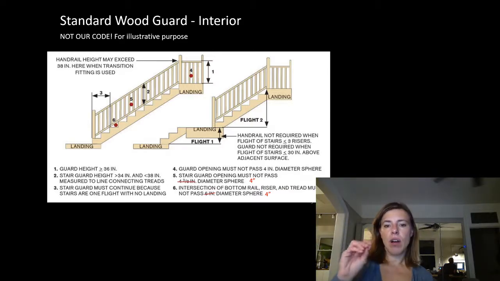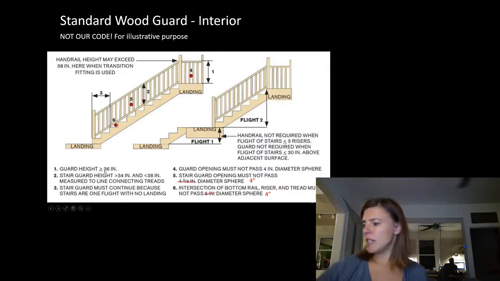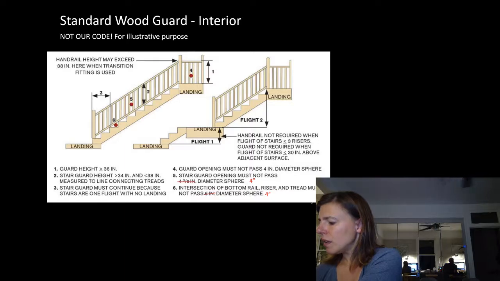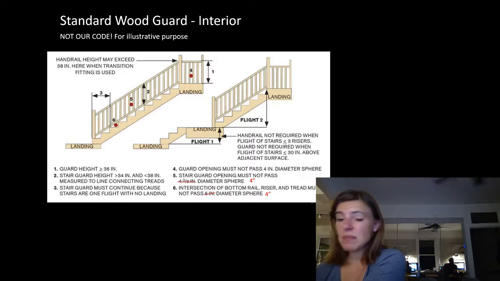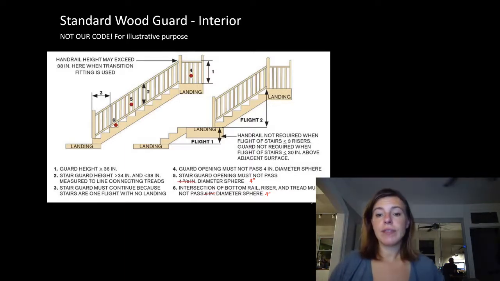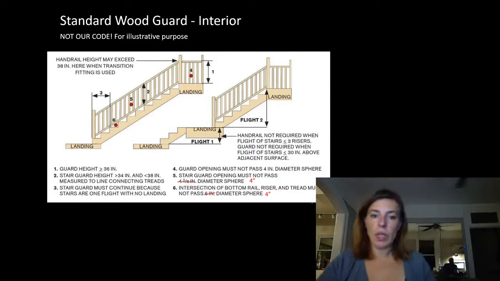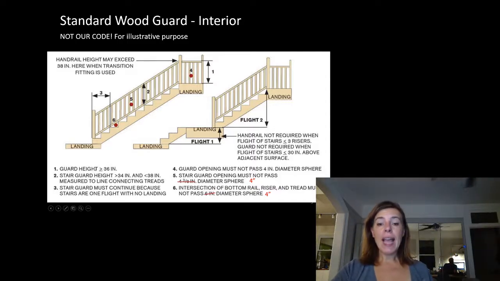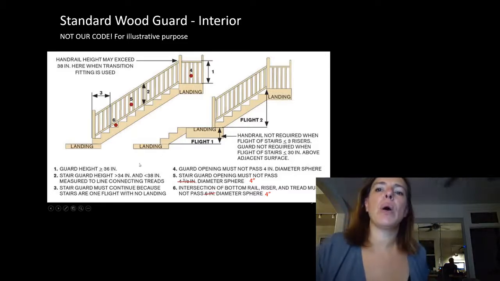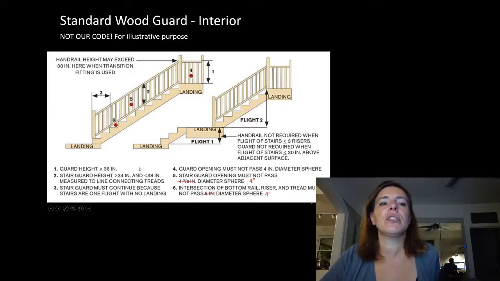This slide is not our code, but it did reference some really good things. So here, it says the guard height is 36 inches. For us, it's more than that. It's 3.5 feet, so 42 inches. Our handrail is at 36 inches. A stair guard height, this isn't really applicable for us. I might just delete all of this stuff at the bottom, but it's a good place to kind of start the conversation.